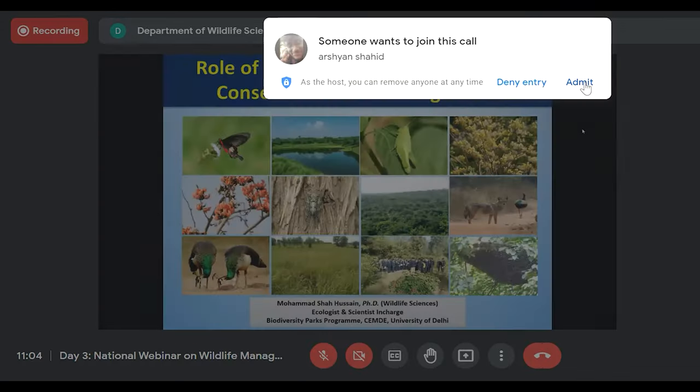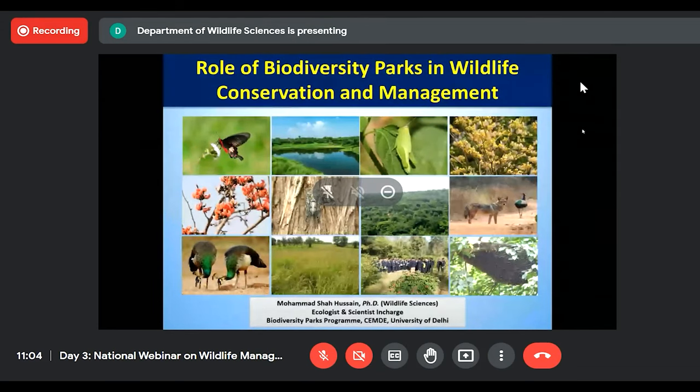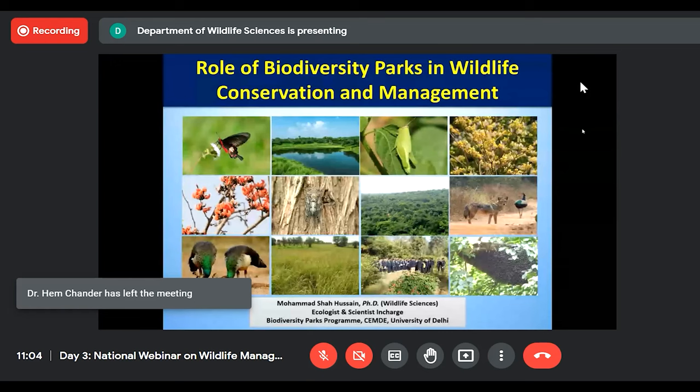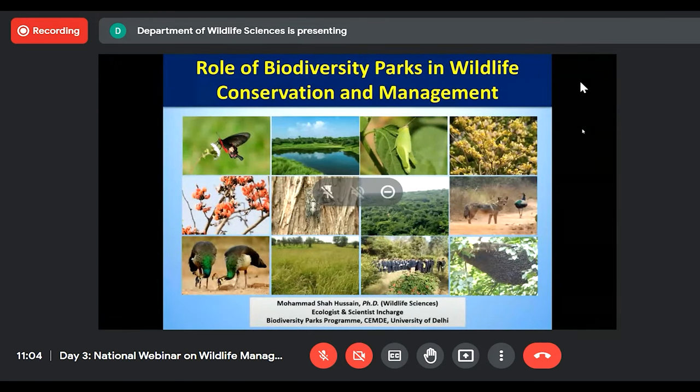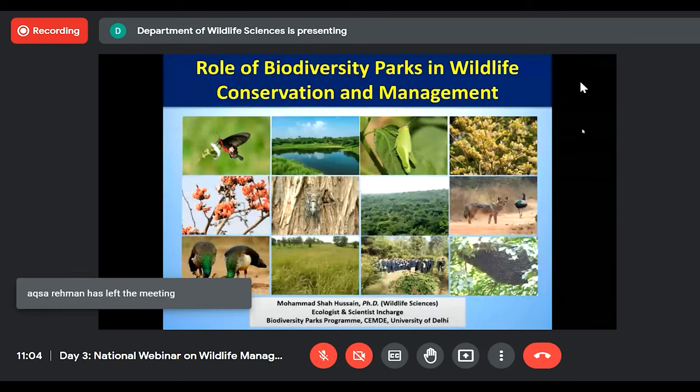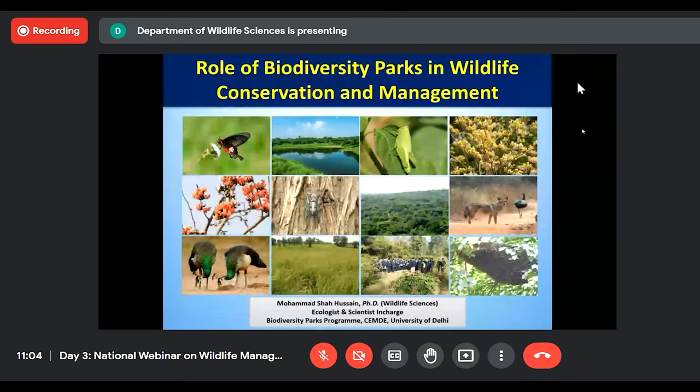So that was the initiation of the DDA, but they don't have the expertise to develop biodiversity parks or nature reserves or wildlife sanctuaries in Delhi or elsewhere in NCR. So they contacted Delhi University, and it is being implemented by Delhi University to develop biodiversity parks. So today's topic is the role of biodiversity parks in wildlife conservation and management. Before starting this, please change the slide.